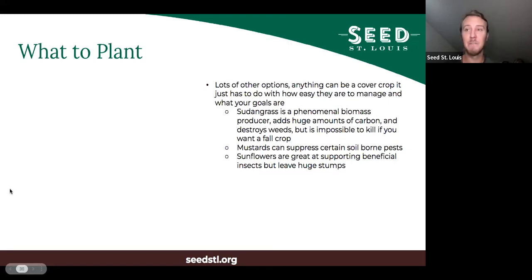So that is just the list of things that I like. They're relatively easy to find, but there are lots of other options. Basically, anything can be a cover crop. It just has to do with how easy they are to manage and what your goals are.